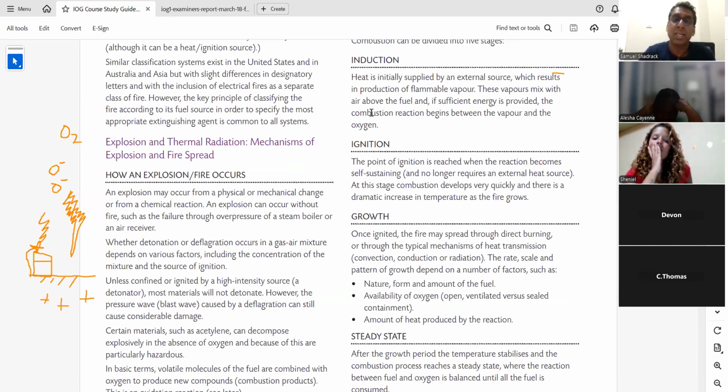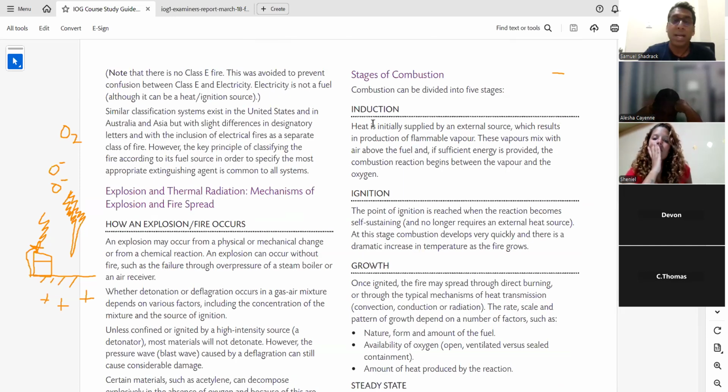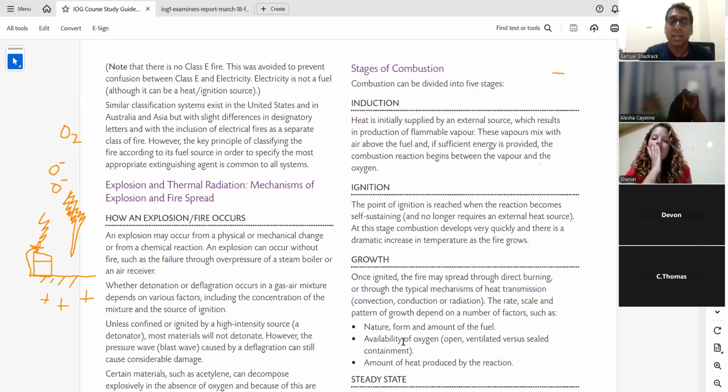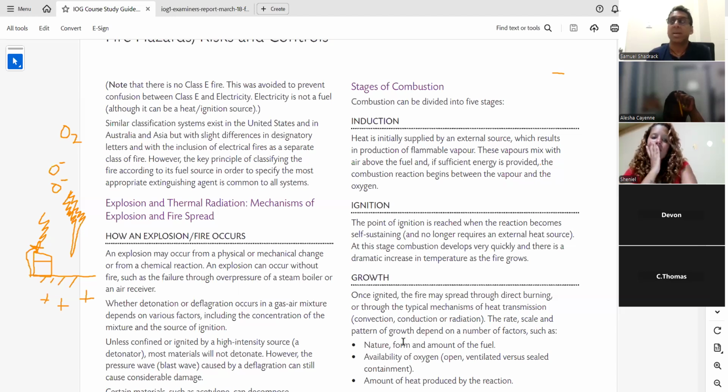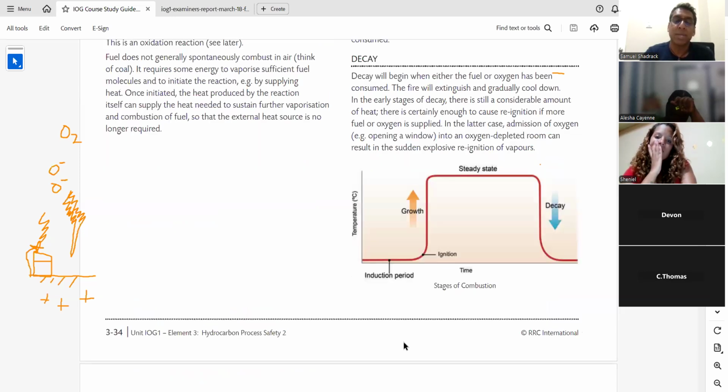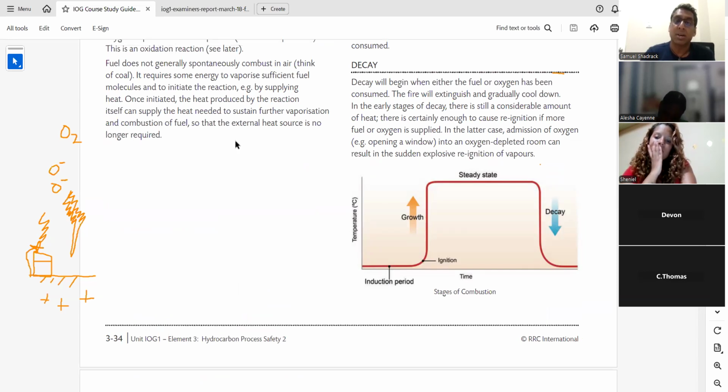So it's about 5. You could try to learn them: induction, ignition, growth, steady rate, and decay, right? I'll say it again and we'll touch on them a bit, right? So the stages of combustion: induction, ignition, growth, steady rate or steady state, and decay, right? They have a nice little graph of them here. The induction process of the fire, the growth of the fire is maintained and then the fire dies back down, right? The stages of combustion.